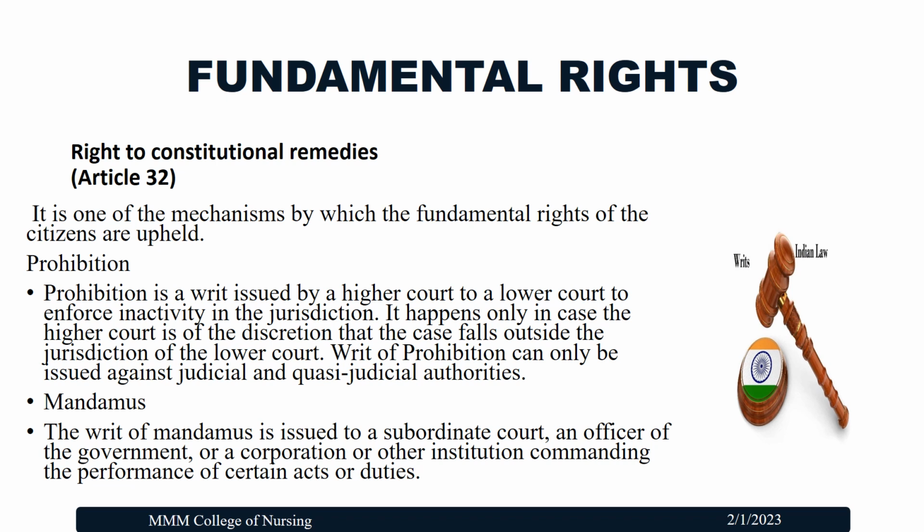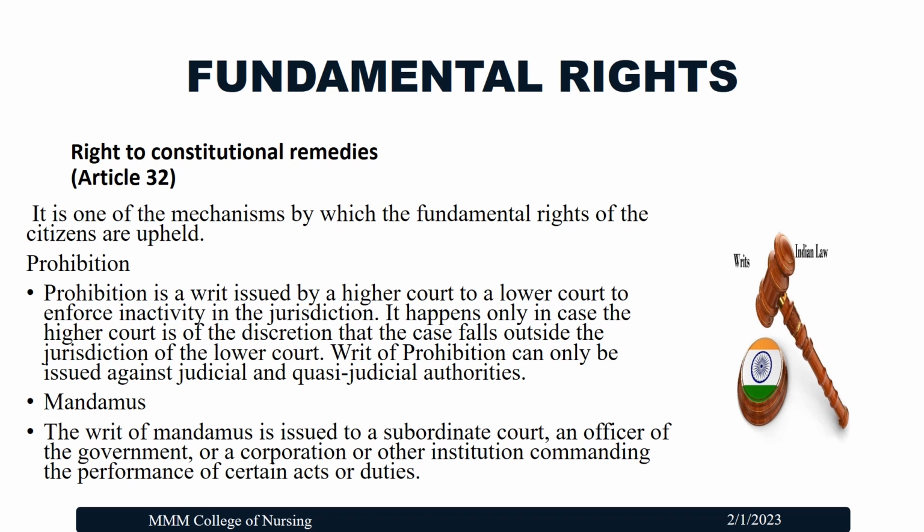Prohibition is a writ issued by a higher court to a lower court to enforce inactivity in the jurisdiction. It happens only in case the higher court is of the opinion that the case falls outside the jurisdiction of the lower court. A writ of prohibition can only be issued against judicial and quasi-judicial authorities.